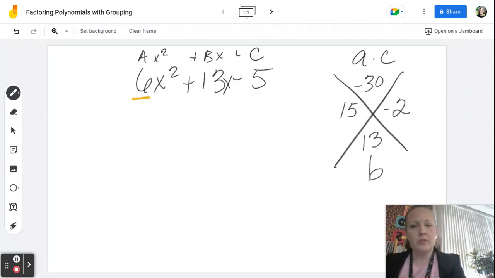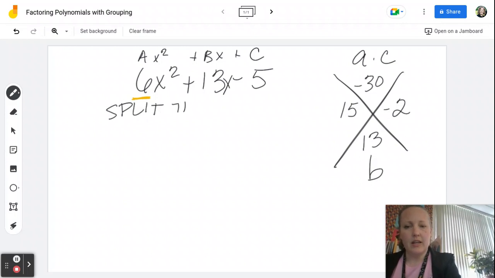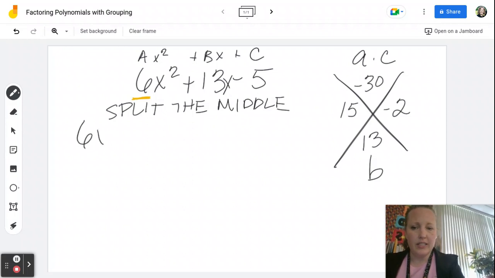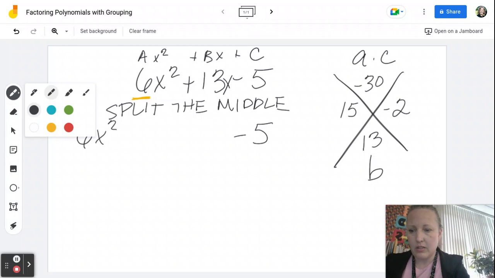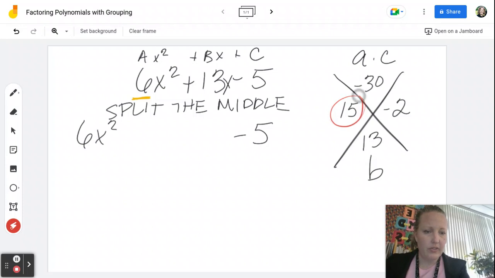And then what we do is we split the middle. So I'm going to write that. We're going to split the middle, and what I mean by that is split the middle term, which is 13x. We're going to rewrite everything else, 6x squared, and then over here we have a negative 5. Now when I split the middle, I want to make sure that the terms that I use are these right here, the 15 and the negative 2. So I'm going to have a 15x and a negative 2x.